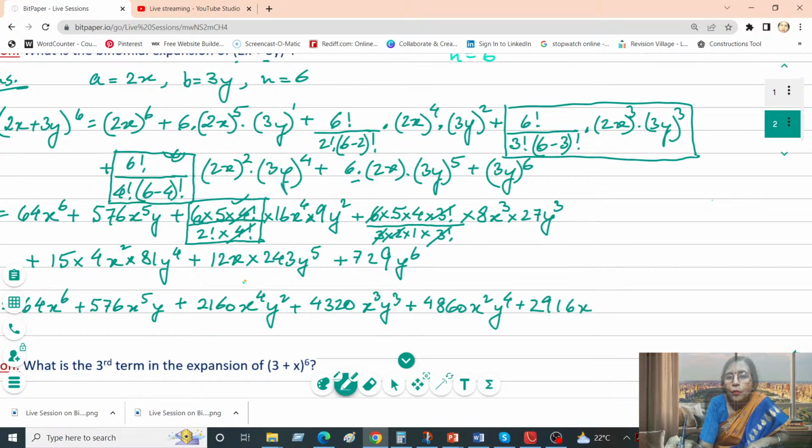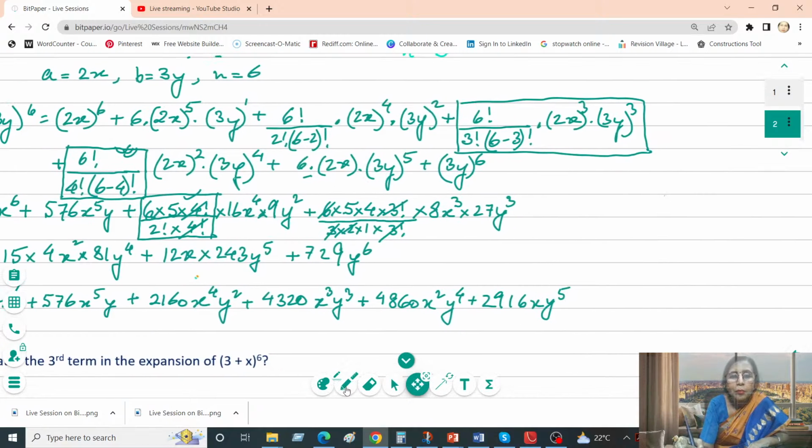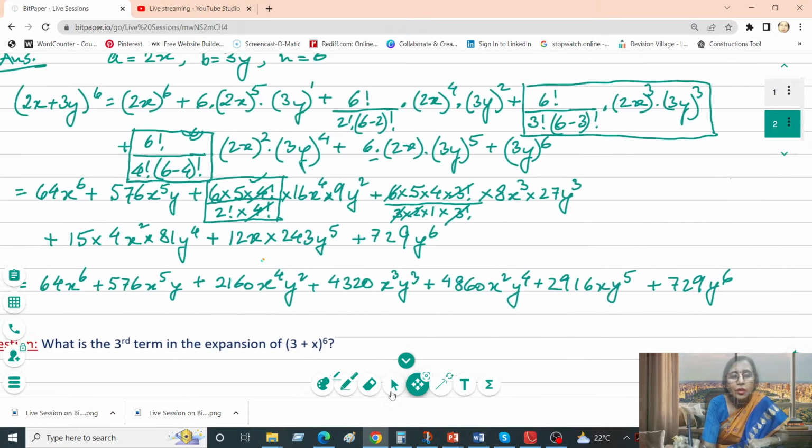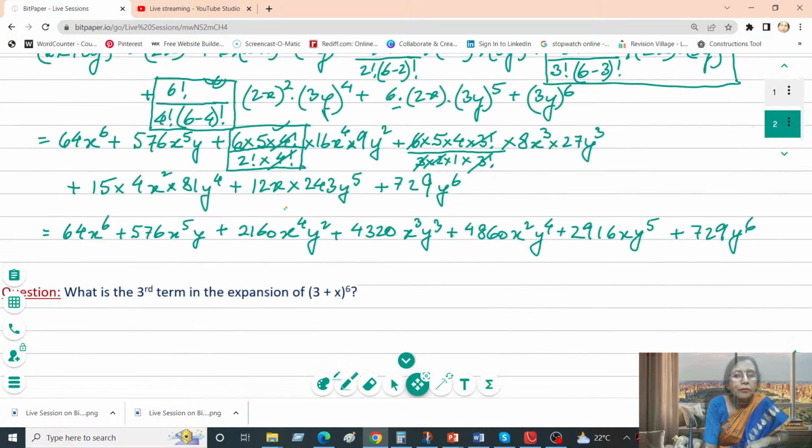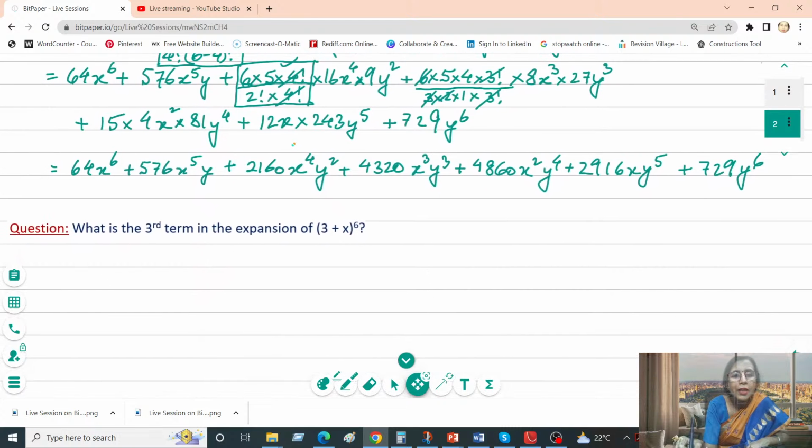X y to the power of 5 plus 729 y to the power of 6. So this is the total expansion containing 7 terms: 1, 2, 3, 4, 5, 6, 7. And you see the powers of x are going on decreasing, and the powers of y are going on increasing. Okay.